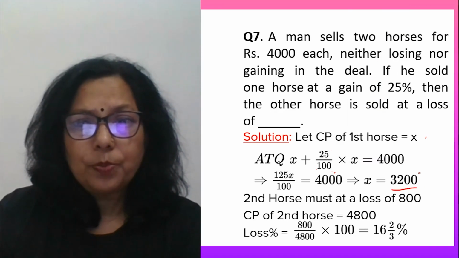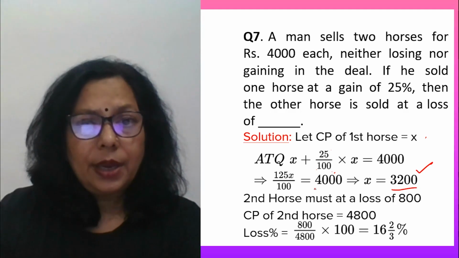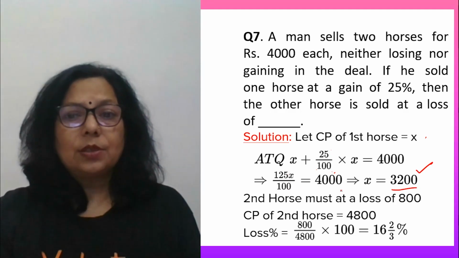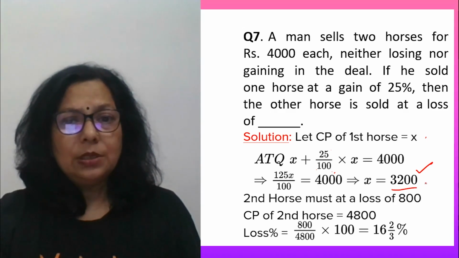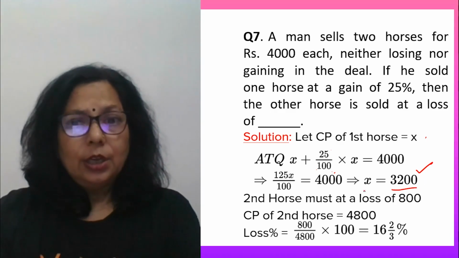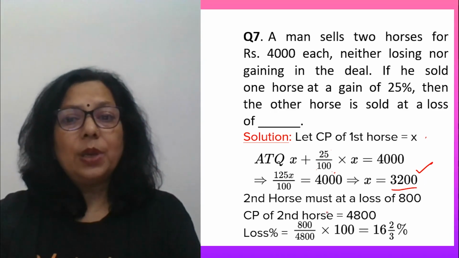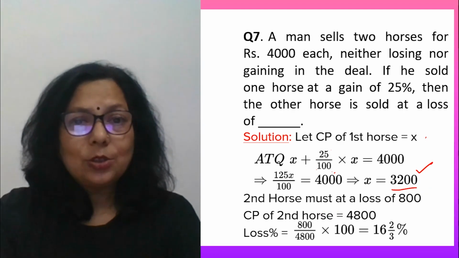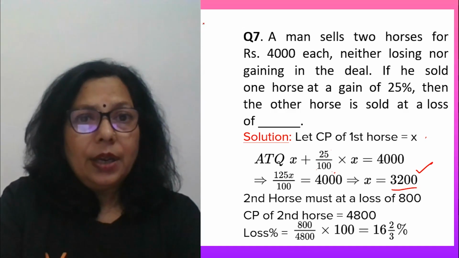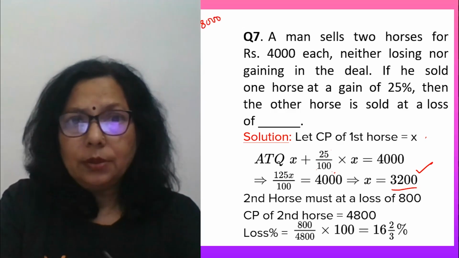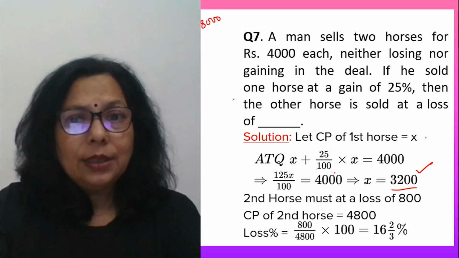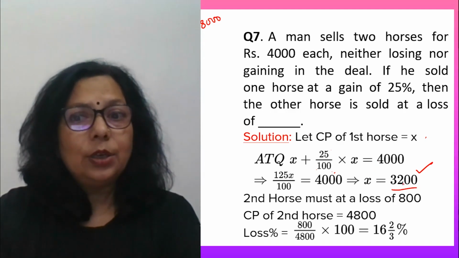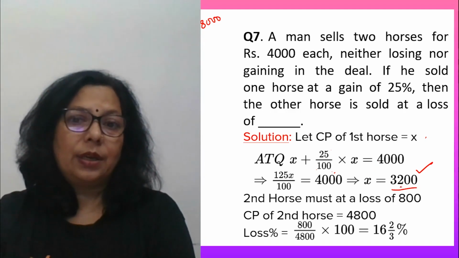CP is rupees 3,200. X plus 25 upon 100x, that gives you 125 upon 100x is equal to 4000. So x is equal to rupees 3200. So second horse में क्या loss और gain हुआ? Because it has to be like, see, 8000 था टोटल, और 8000 में से पहले वाला हॉर्स कितने का था? 3200. आपको नो लॉस नो गेन करना है.